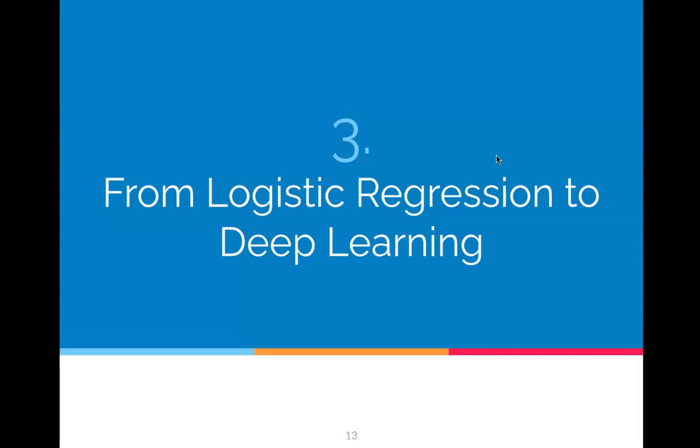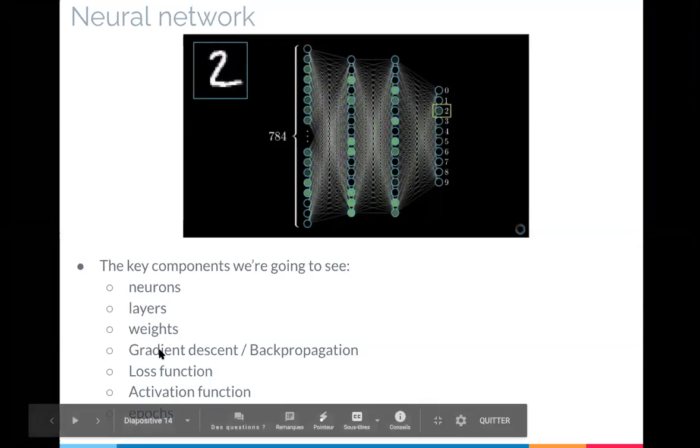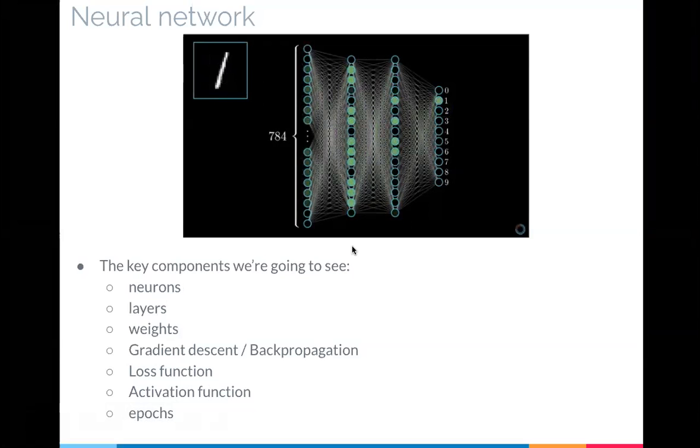So now that we have this in mind, we're going to use a very simple example, and we're going to speak about logistic regression. I'm going to use logistic regression in order to speak about the key components of deep learning. During this presentation, we're going to look at several key components. The first component is a neuron, then the layers, the weights, the gradient descent, the loss function, the activation function, and the epochs. Slide after slide, we're going to see all these notions.